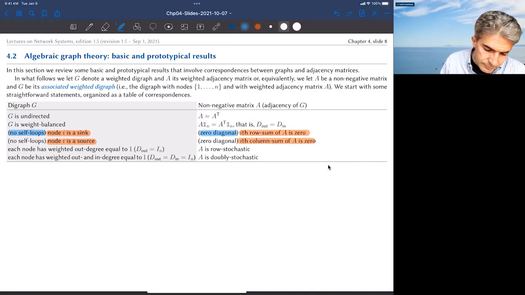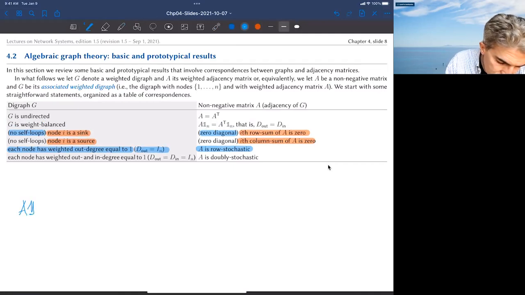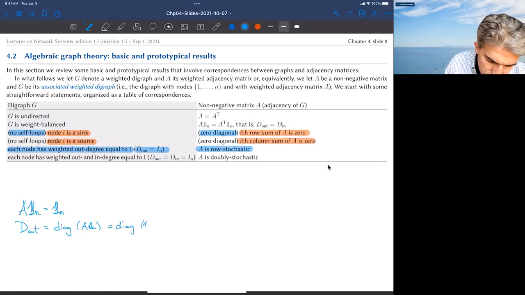As you remember, because of the averaging dynamics over networks, we are very interested in matrices that are row stochastic. A row stochastic matrix is non-negative, and the associated weighted directed graph has the property that each node has weighted out degree equal to one. That is to say, d out is equal to one, which is the usual relationship you've seen many times, and d out is the diagonal of A times 1n, which is the diagonal of 1n, which is the identity matrix in dimension n.